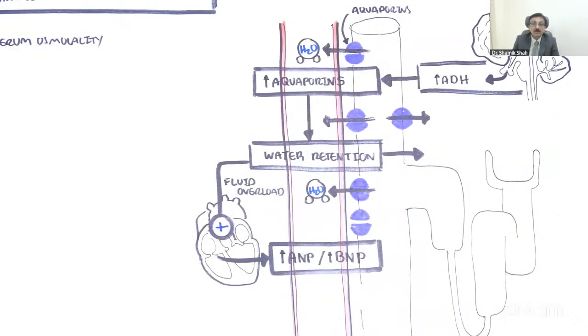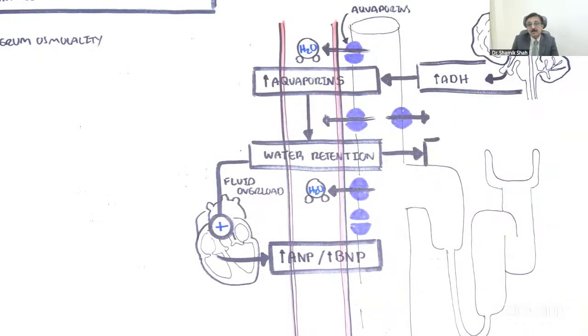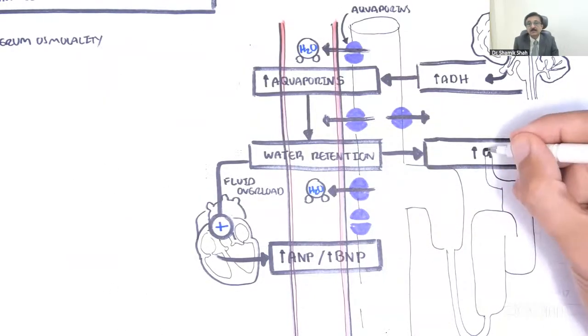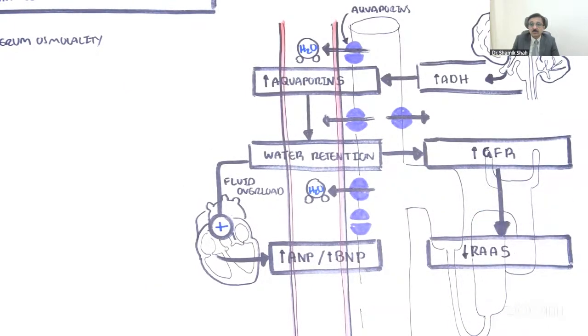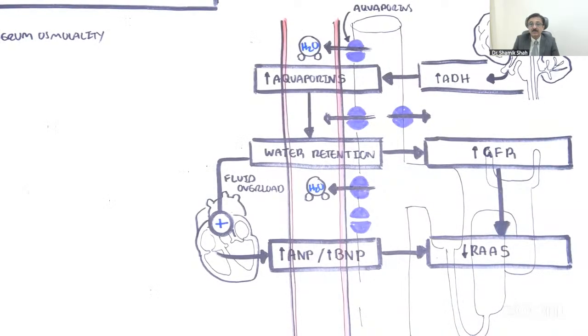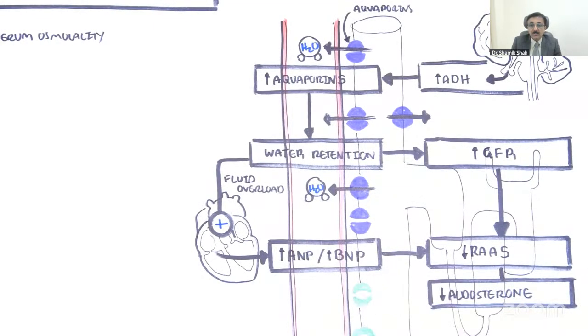Now, when there is more water retained, obviously there is fluid overload, and so there will be a release of atrial natriuretic peptide and brain natriuretic peptide from the heart. And because of increased water retention, there will be an increase in the glomerular filtration. Now, when there is an increased GFR, obviously the renin-angiotensin-aldosterone system is suppressed. So when we suppress the renin-angiotensin-aldosterone system, what happens is that there will be the negative feedback loop mechanism, and there will be a reduced aldosterone secretion.